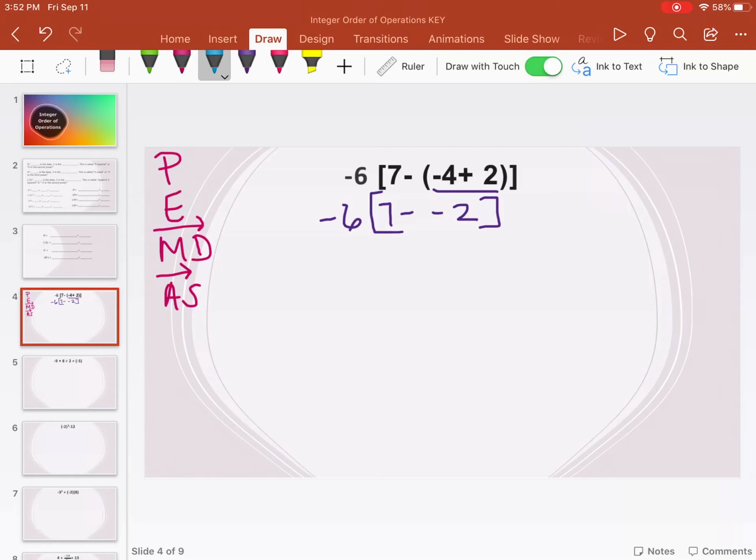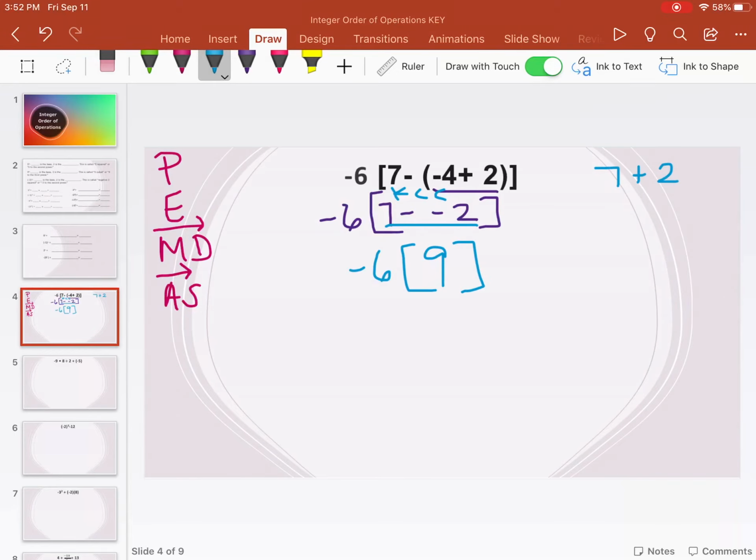Okay, next step. I still am not done with parentheses, because brackets count in that same kind of group. So I'm going to do this step now. 7 minus negative 2. I would keep, change. So that really makes this 7 plus positive 2, which is 9.